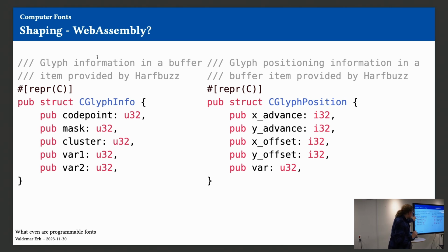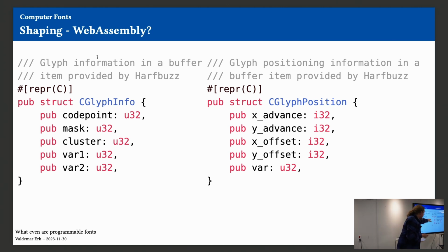But yeah, so this contains some different things. Only two are interesting. One is the codepoint and the cluster. The cluster means just the letter that it represents in the original text. So if it is an FI ligature, it will represent the F and the I in some way. That is so you can put the cursor correctly, I think.